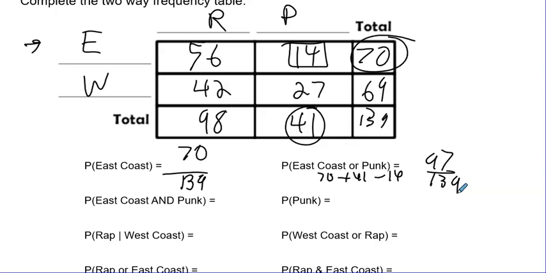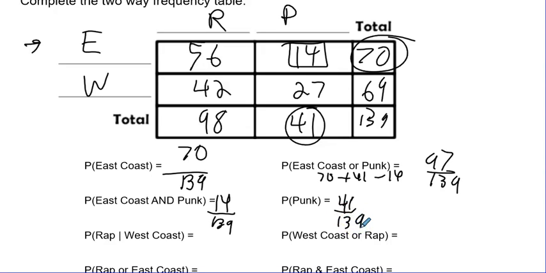What about East Coast and punk? Well, that's just the overlap. So East Coast, punk, there's your 14 right there that we just used. What about just straight up punk? Well, there's 41 people who said punk out of the 139.